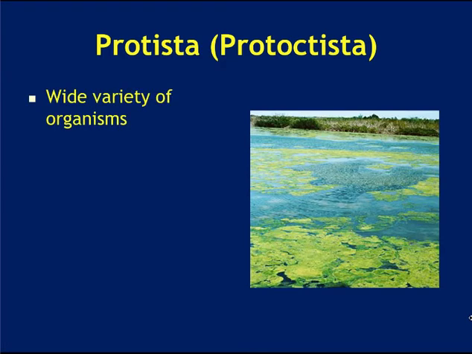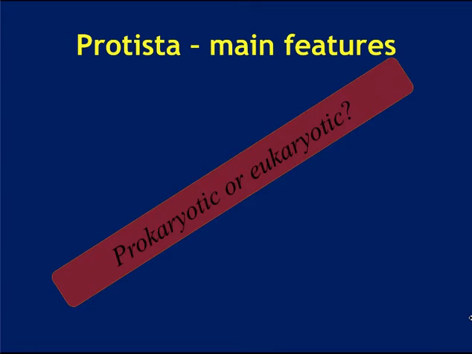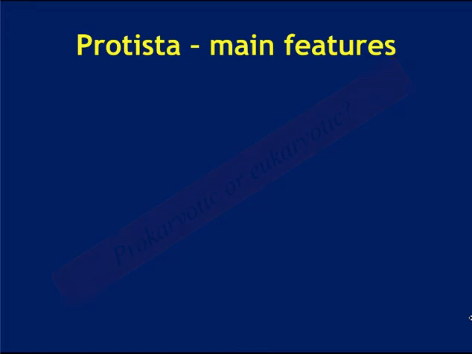So Protista is the next one, and again there's a huge amount of variety of them. The only one that we really look at is amoeba in our course, but algae is also a member of the Protista family. So examples are algae and amoeba. And if you had to bet, prokaryotic or eukaryotic, I'm hoping you're all saying eukaryotic.